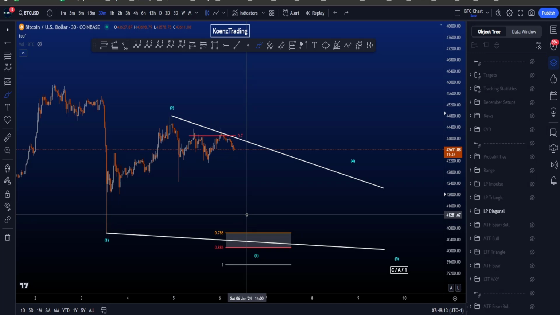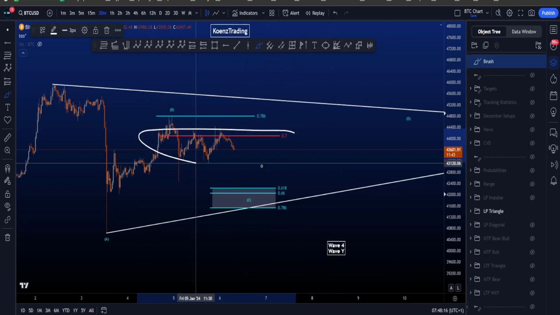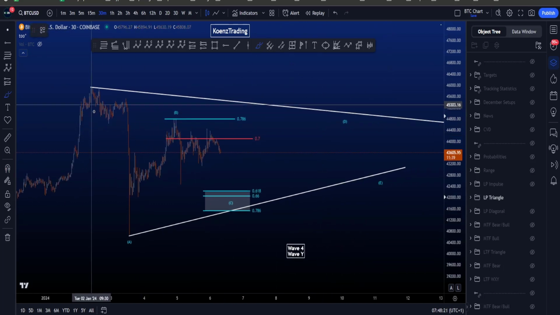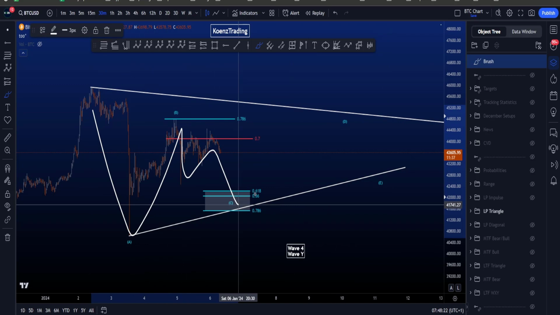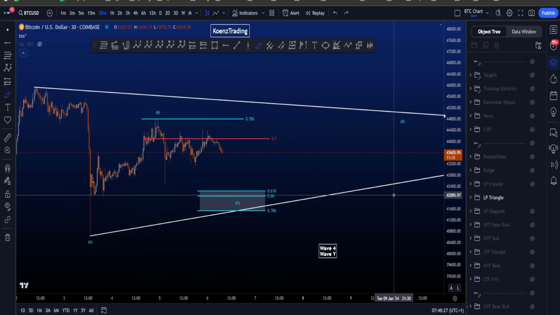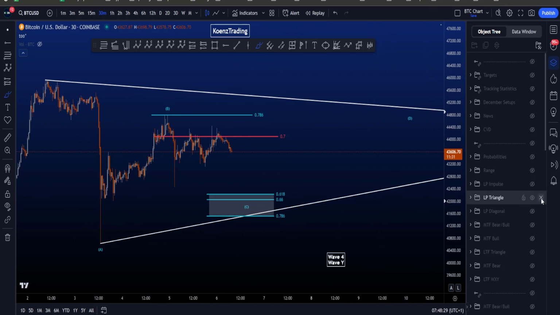So therefore, this scenario in general has some lower probabilities. The second one has the same problem here. This is a bigger triangle, right? Where we then have A, B, double zigzag, and C, D, E. But then again, the 0.7 is hit. That does lower the probabilities a bit for this scenario as well.